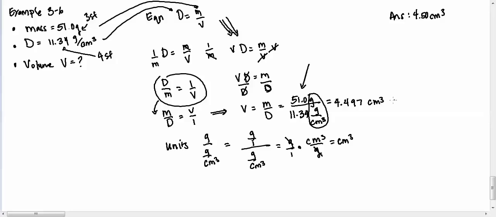So my answer is really, if I cut it off over here, I don't want to write 4.49 because there's that 7, which will round that 9 up and make it a 10. And so really I should write down 4.50 centimeter cubed as my answer. And I'm going to change that equal sign to a squiggly equal sign. And this is my answer.